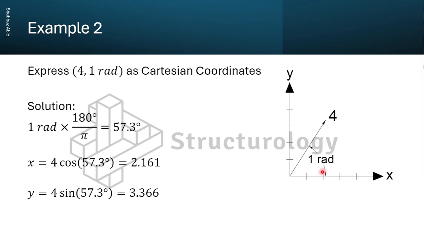Now again, the angle is created from the x-axis, so the x component is going to be cosine theta, and the y component is going to be sine theta. So 4 cosine 57.3 degrees will give you 2.161, and the y component, 4 sine 57.3 degrees, is equal to 3.366.